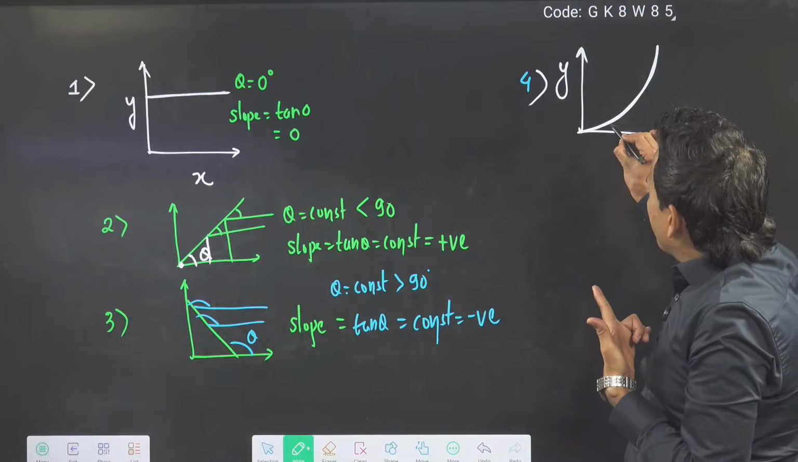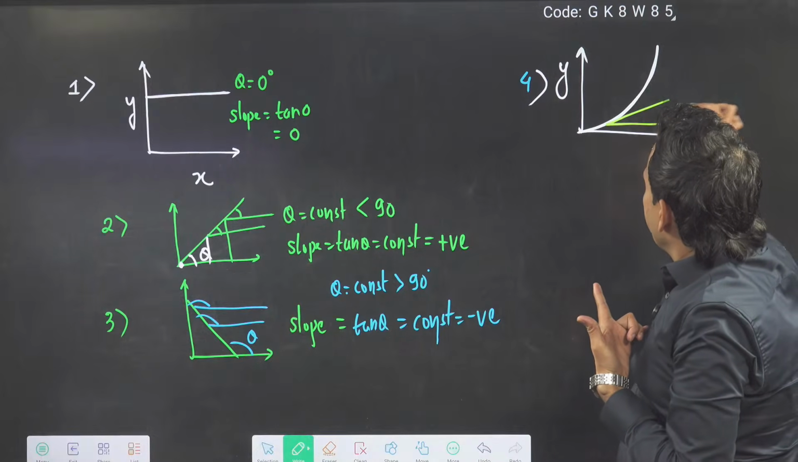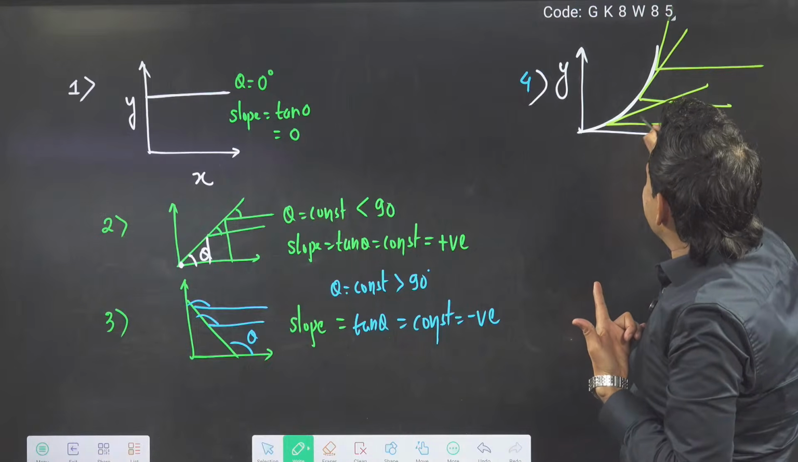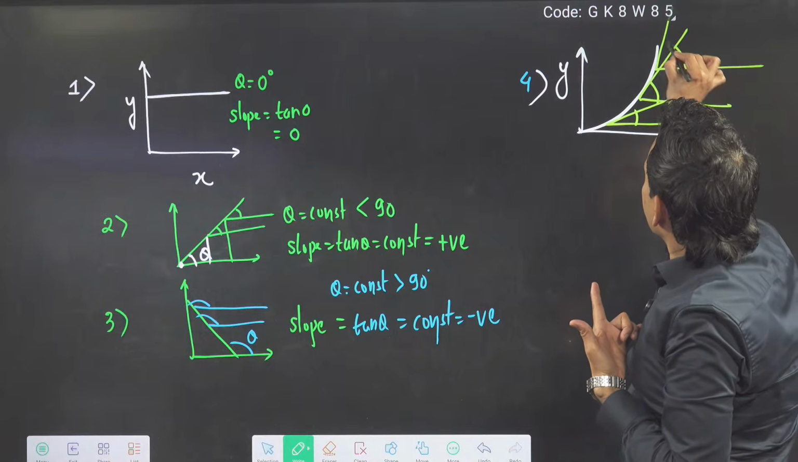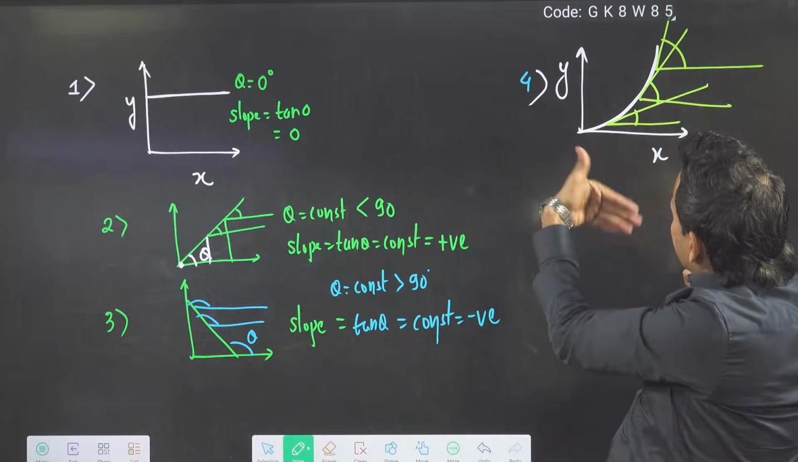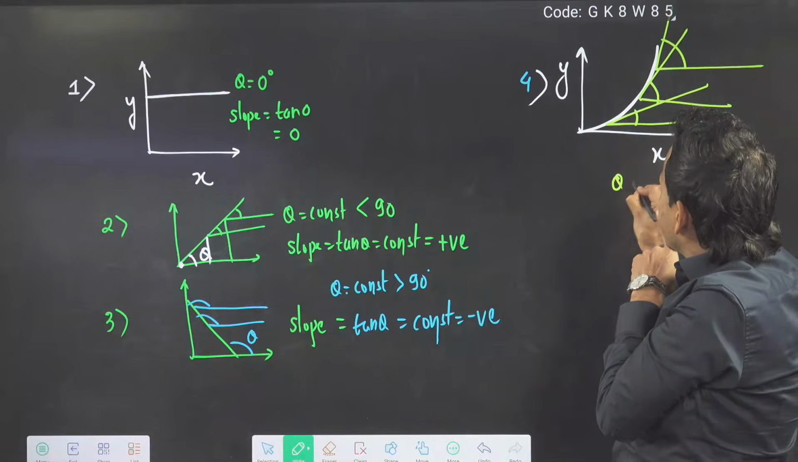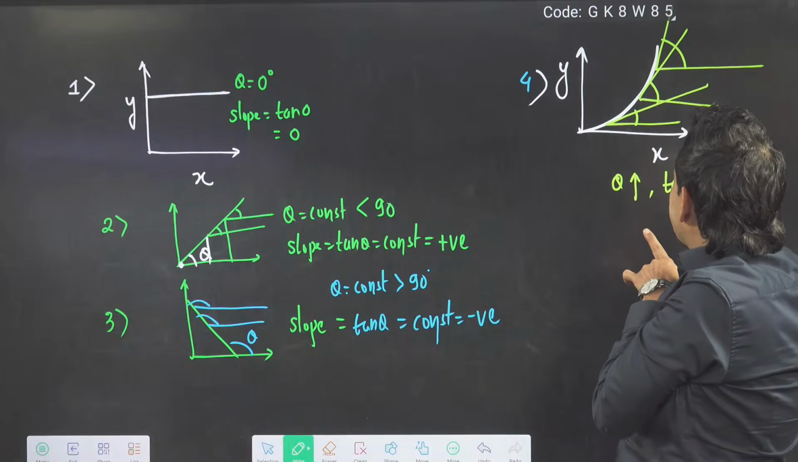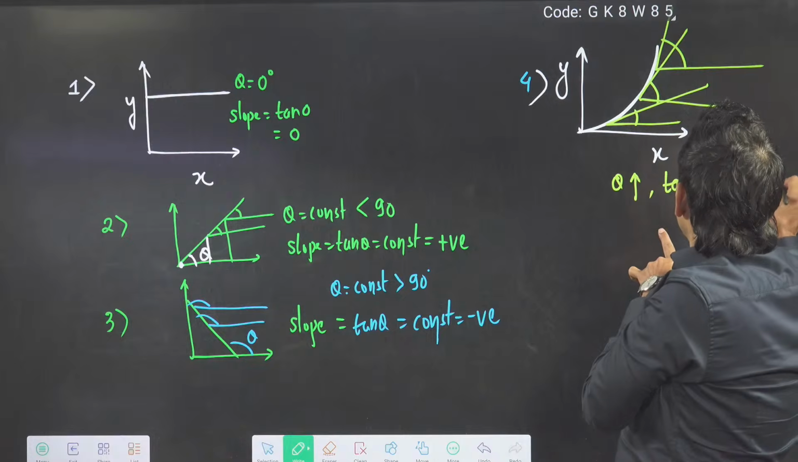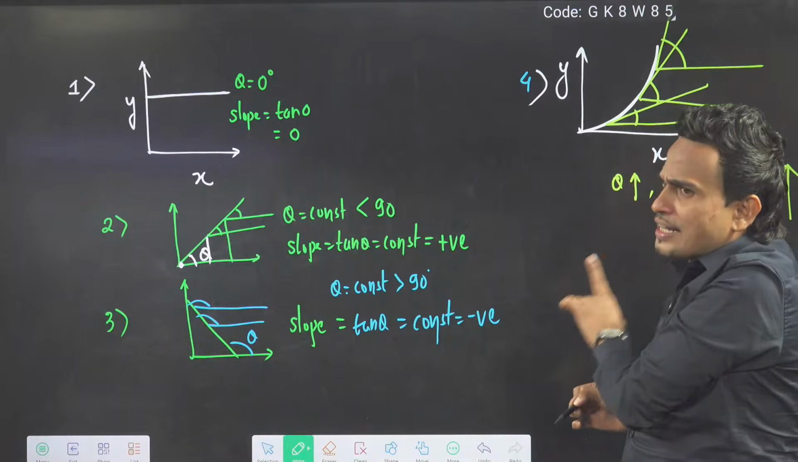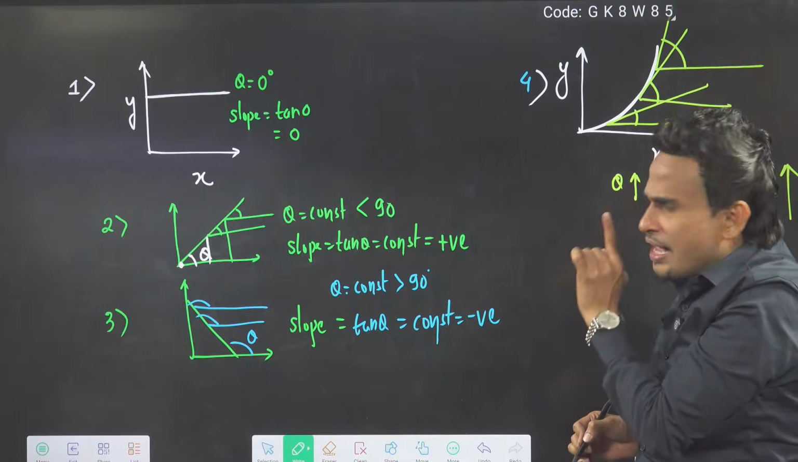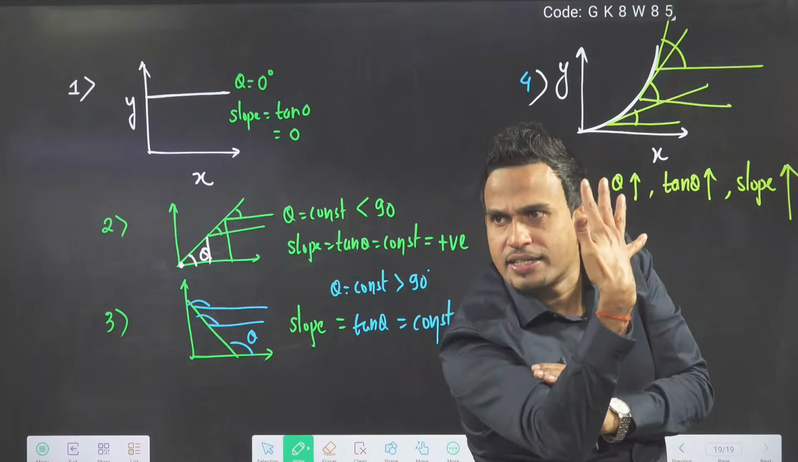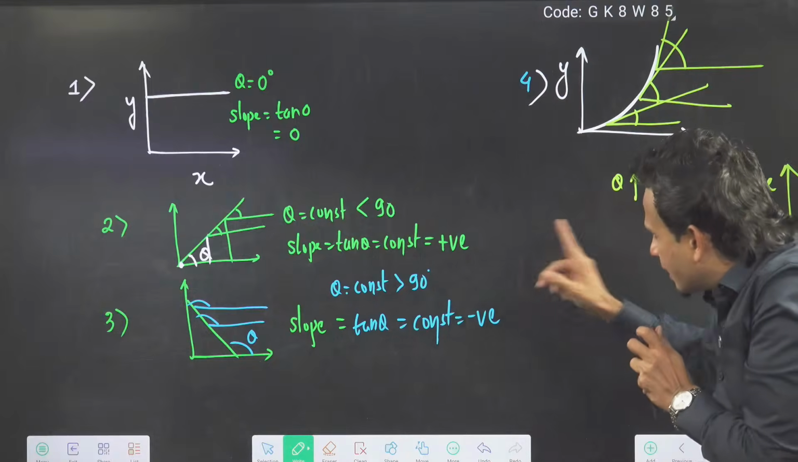Now if you check at every point, you can check your theta is now increasing. Everywhere you can draw the tangent. Theta is increasing means tan theta will be increasing, which means the slope will be increasing. So this is the example of increasing slope. If your graph is curving like this, it means an increasing slope. All these things we'll use in the next class.